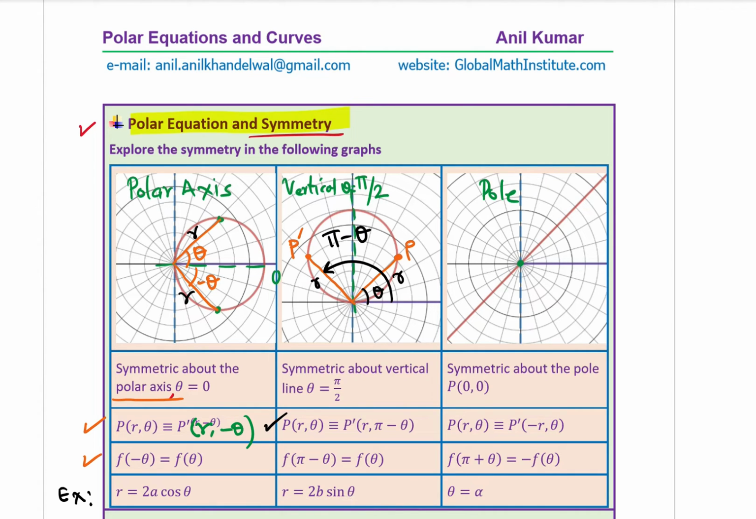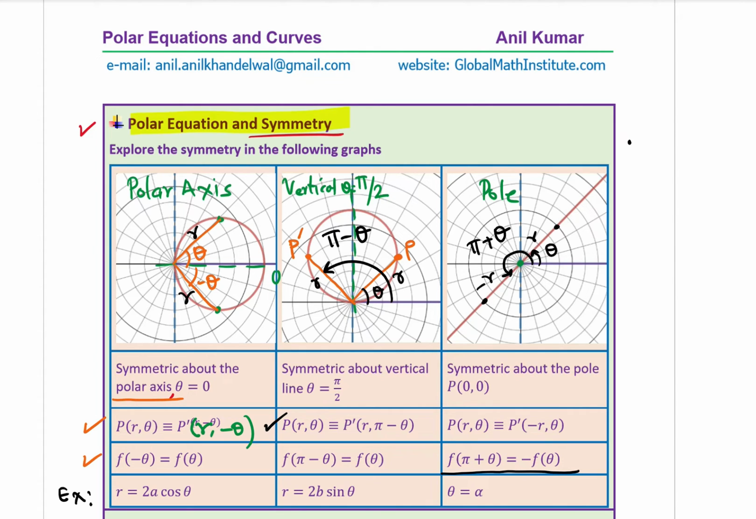Perfect. The last one here shows a symmetry about the pole itself. So these points which we have here are symmetrically placed. That means that this value is r, this is minus r, right? So basically the angle is theta, right? The other angle here will be what? Pi plus theta. So we can say that if f of pi plus theta is minus f of theta, in that case it is symmetric about the pole. You get the idea, right?